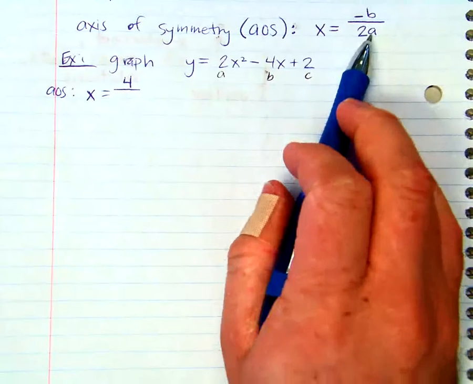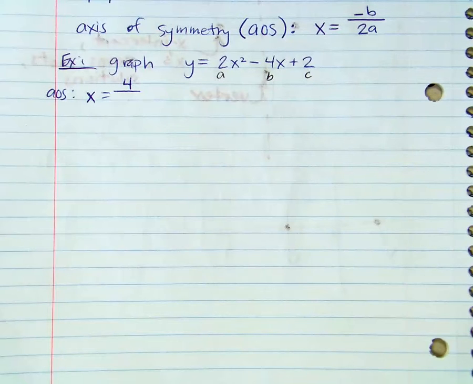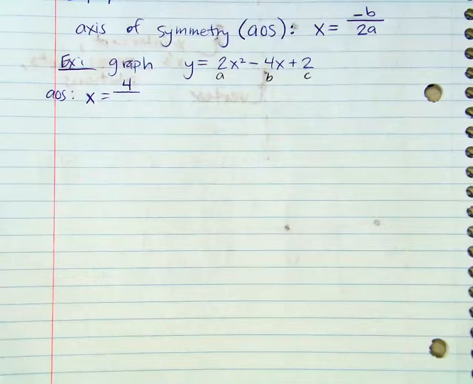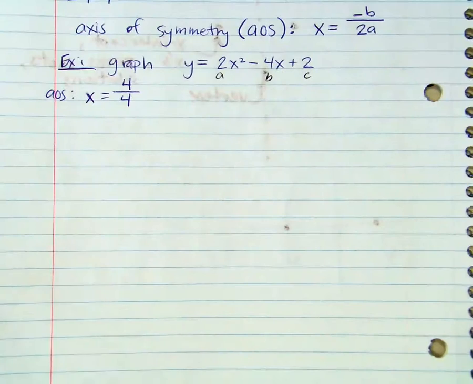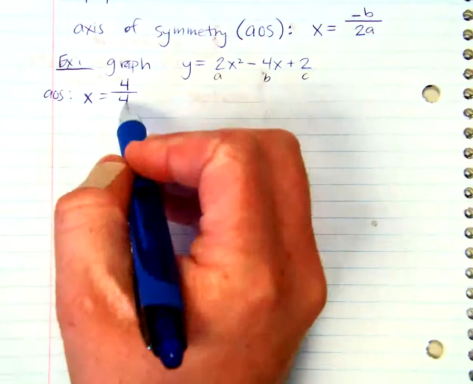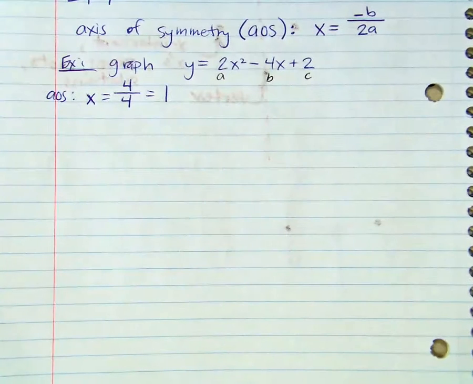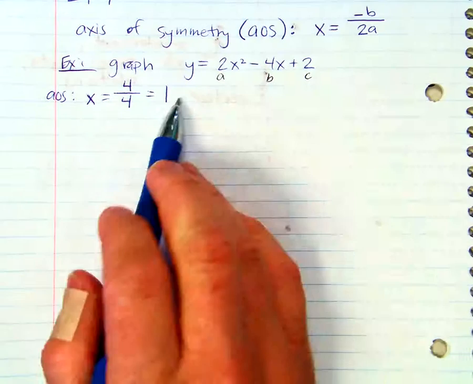then 2 times A. Which number is A right now? 2. So 2 times 2 would be 4. Well, let's go ahead and simplify this. What's 4 over 4? 1. It's 1 whole, right? So we have a whole number. So what we have determined by doing this is that the axis of symmetry, the very center of our parabola, should be at positive 1.